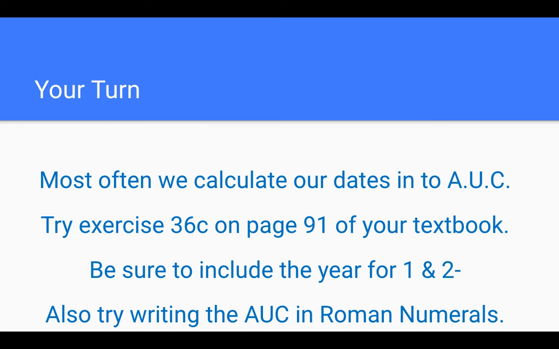Most often we will calculate our dates into AUC. Try exercise 36C on page 91 of your textbook. Be sure to include the year for 1 and 2. The foundation of Rome is actually 753, so you don't have to do any math there. Also, try writing the AUC in Roman numerals.